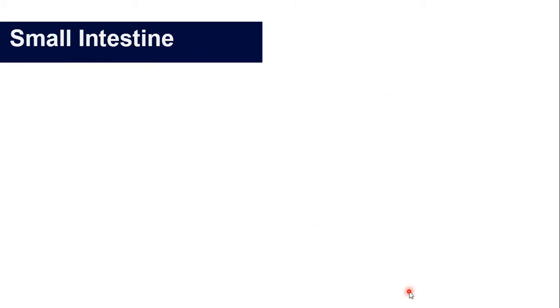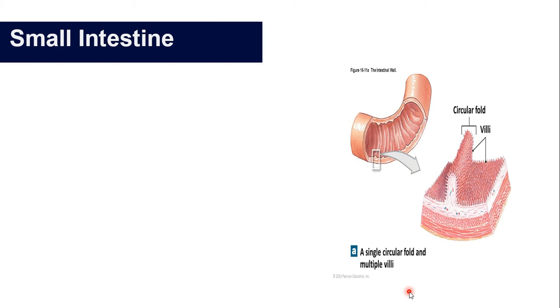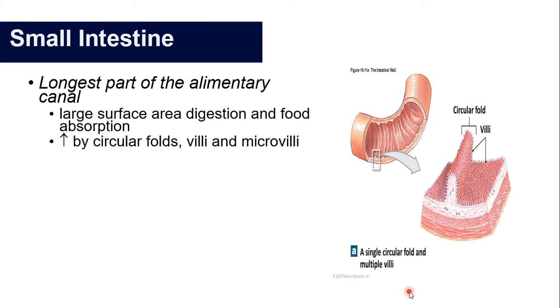So let's talk about the small intestine. The small intestine is the longest part of the alimentary canal. Again, it is the longest part of the alimentary canal or the GIT. It is divided into three parts. We have the duodenum, the jejunum, and the ileum. Most digestion and absorption of nutrients occur in a long tube called the small intestine. Because of this, its structure is specifically adapted for these functions.